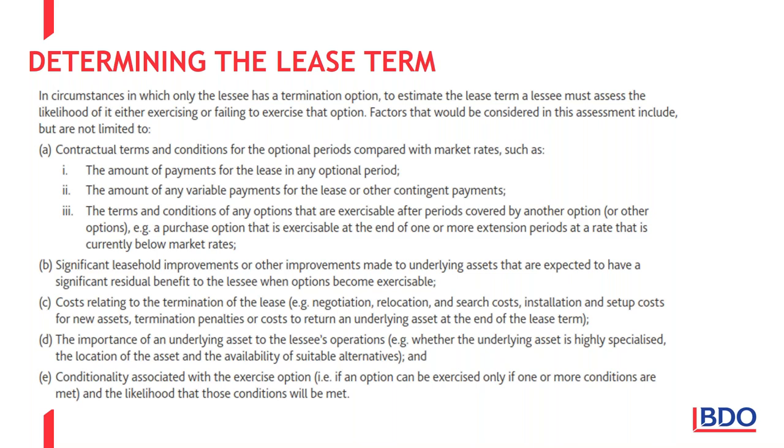Now, what do they mean by broader economics? The next paragraph in the standard talks about circumstances in which only the lessee has a termination option. To estimate the lease term, a lessee must assess the likelihood of it either exercising or failing to exercise that option. And these are the factors that should be considered, but it's not limited to only this. So contractual terms and conditions for the optional periods compared to market rates, significant leasehold improvements, cost in respect of the termination of the lease, the importance of that underlying asset to the lessee's operations, and conditionality associated with the exercise of that option. So similar things will be considered in determining your lease term for that non-cancellable period.